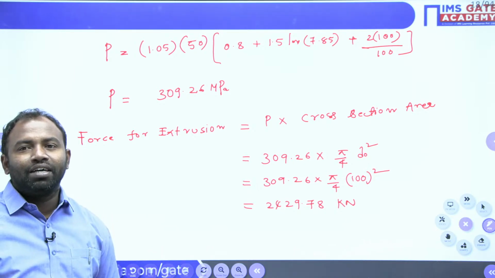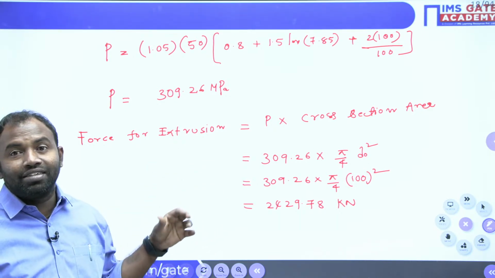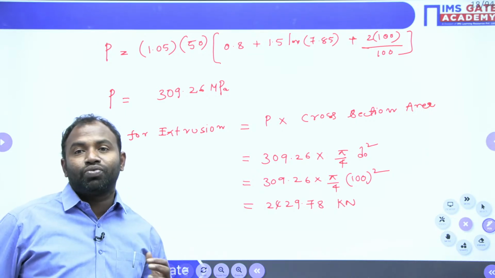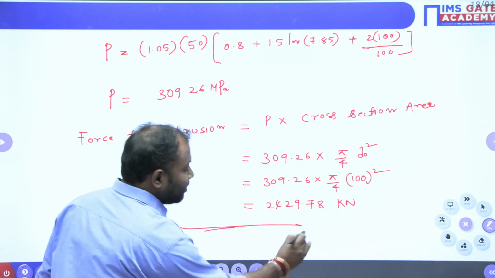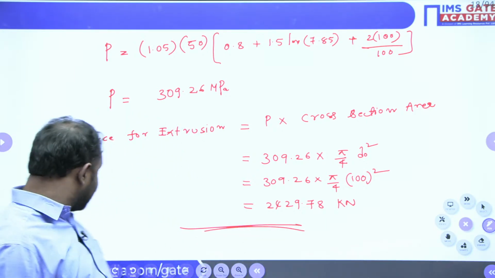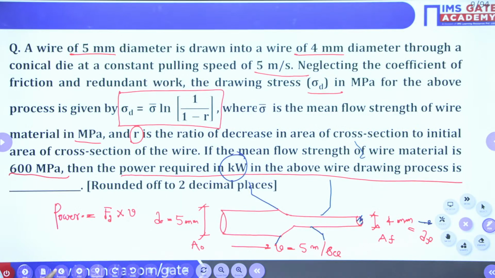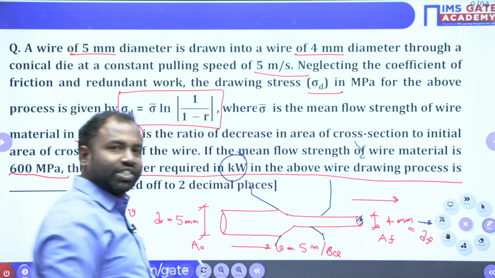Step by step, I can solve this problem in 2 minutes also, but the thing is what terminology you are supposed to consider. Understanding the problem is very important. Bhushan, hope you understand this question now. So what is the difference between the drawing and the previous case? In the drawing operation, we are applying load here, that is why we consider this cross section area.